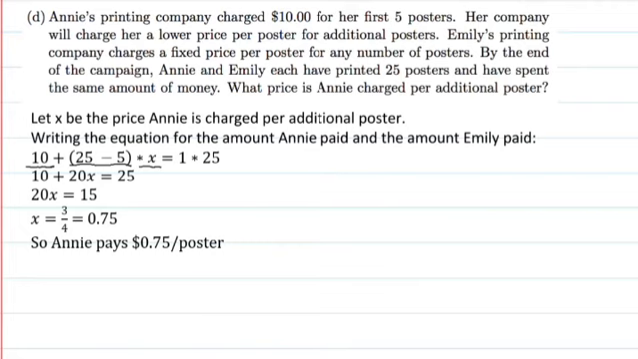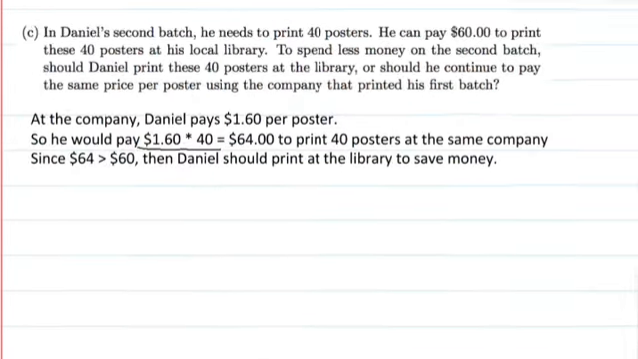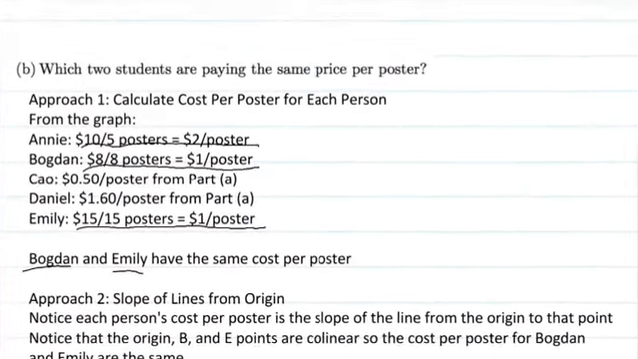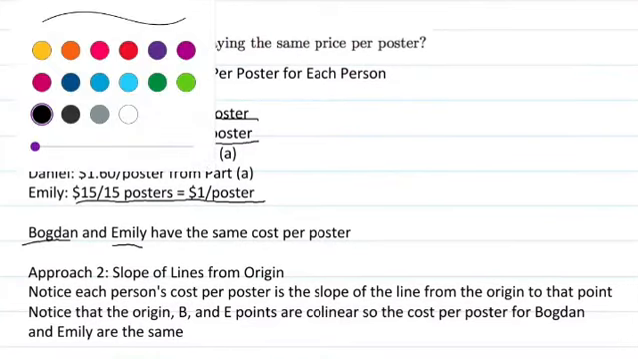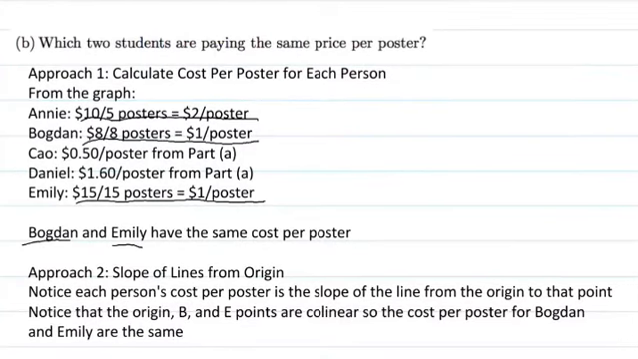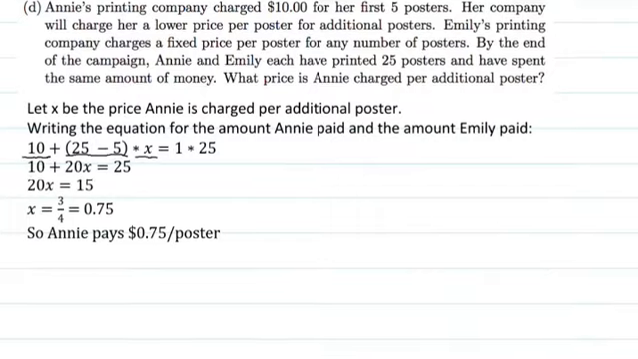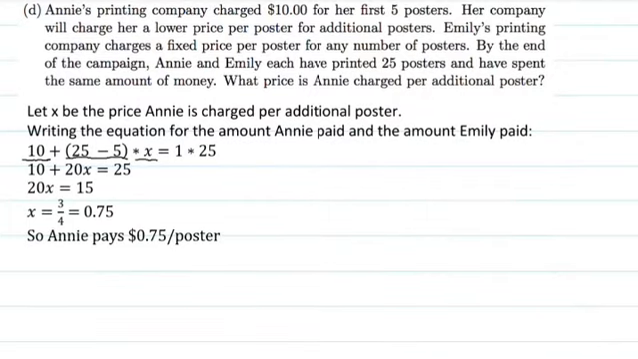On the right-hand side, we'll write out how much Emily paid for the 25 posters. Here, we know that from part B, we calculated Emily's price per poster is $1 per poster. So then her total price would be $1 per poster times the 25 posters. Now we have an equation, and we can go ahead and solve it.